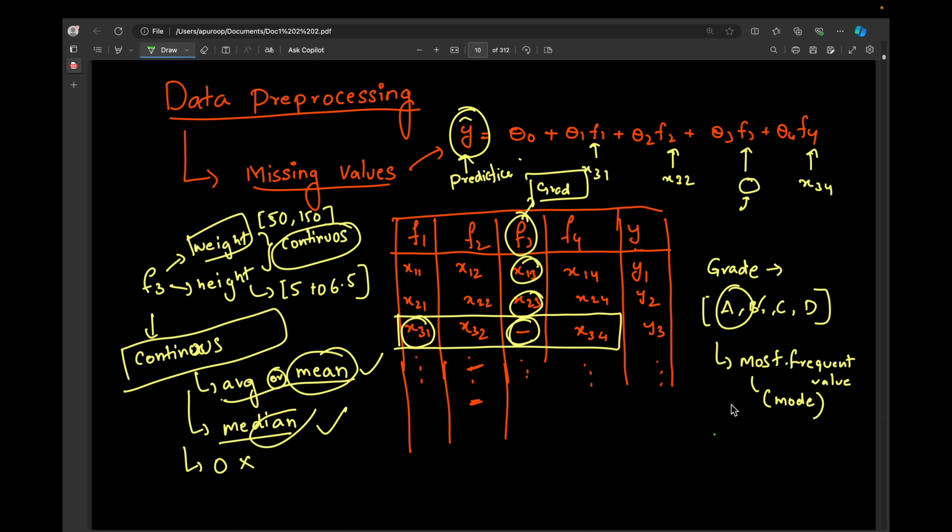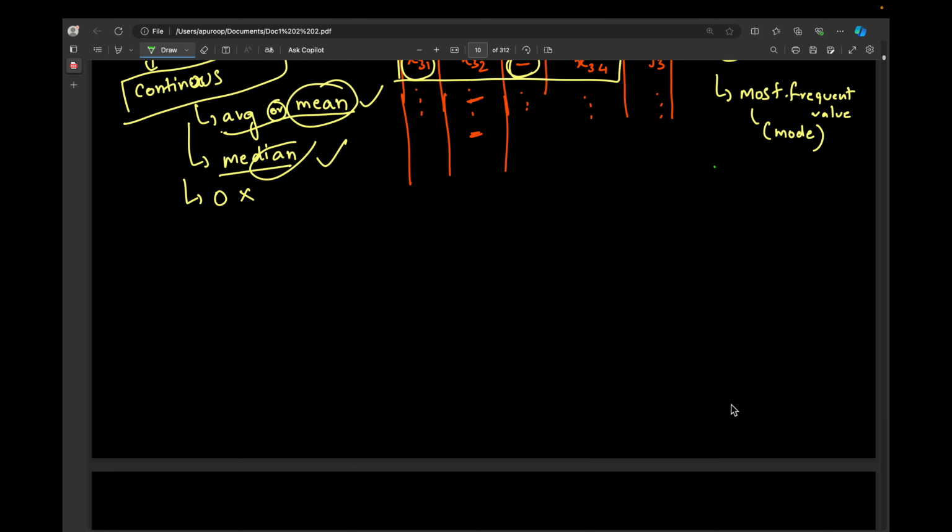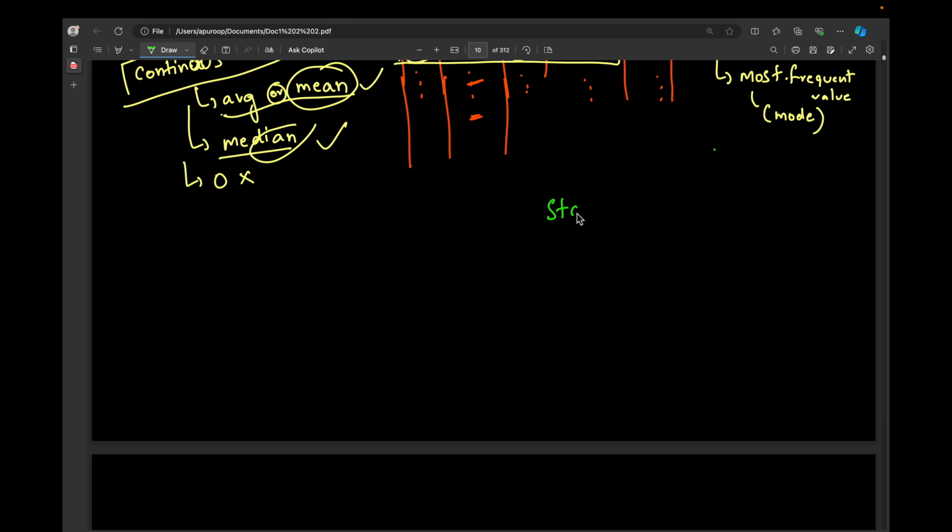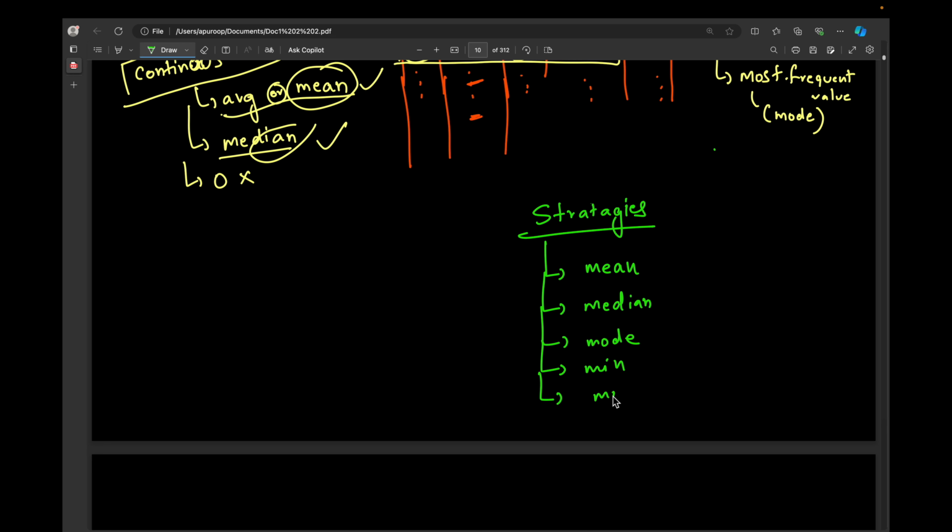Okay. Like that, we can deal with it with several strategies. And what can be the possible strategies? The possible strategies can be like mean, median, and mode. Not only these, there can be several other strategies like min, max, and so on. Okay. So the most popular strategies are these two for continuous variables or continuous features.